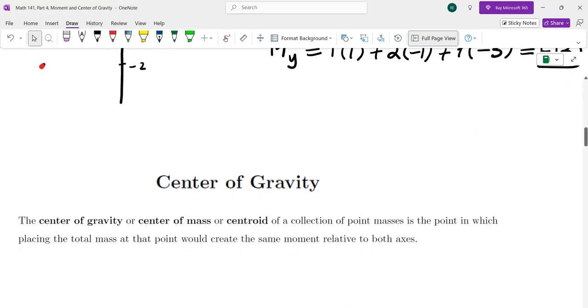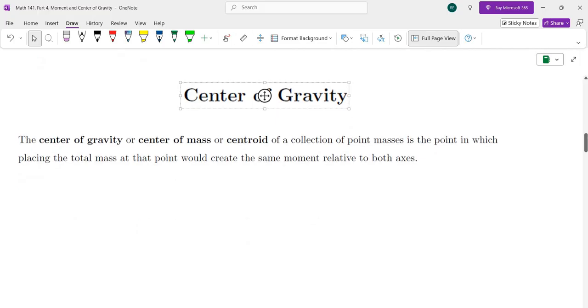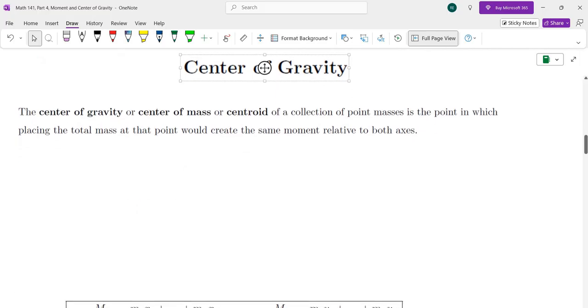Okay, so now we can use moment to define what is called the center of gravity or center of mass or centroid. So what is the center of gravity? So center of gravity or centroid of a collection of point masses is the point in which placing the total mass at that point would create the same moment relative to both axes. So in other words, let's say you have these 3 points and the masses are 1, 5, 8.